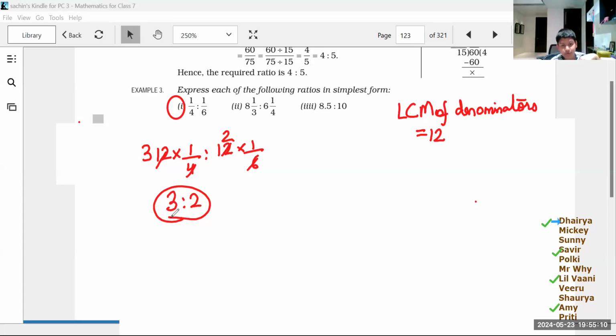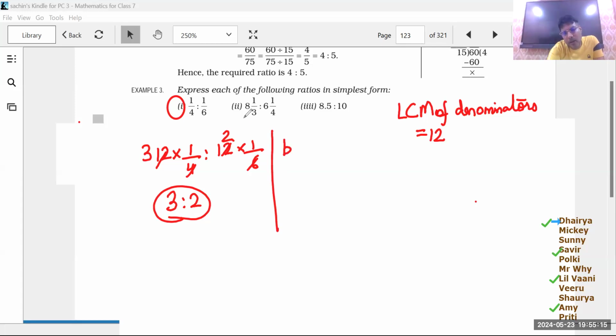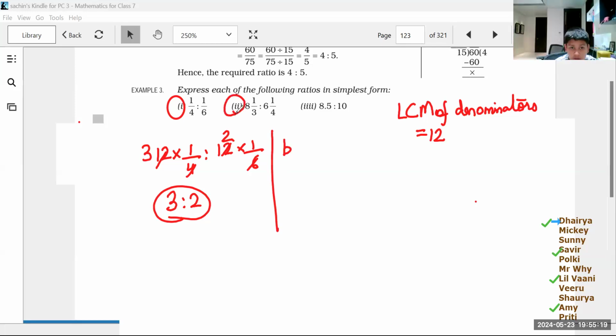जब मिक्स फ्रैक्शन को इम्प्रॉपर में कन्वर्ट करना होता है तो first mixed को आपको improper में करना पड़ेगा. So do the second question, guys. तो जब इम्प्रॉपर करना होता है तो पहले इंटू करते हैं ना, 3 into 8. Yes beta. First multiply, then add.